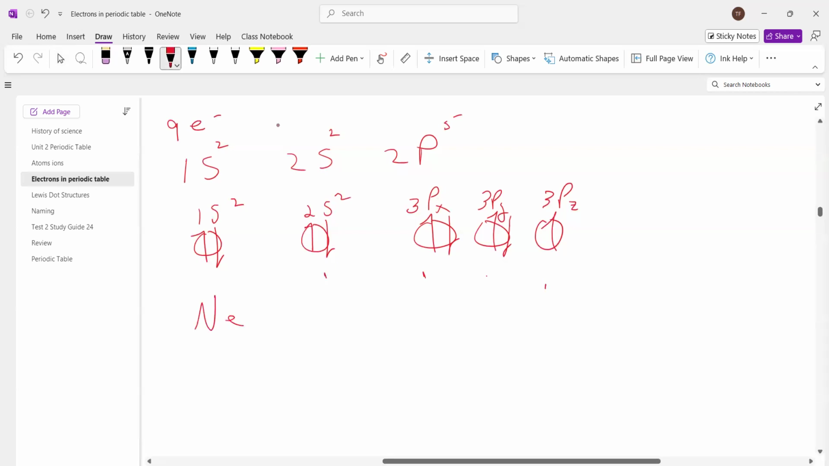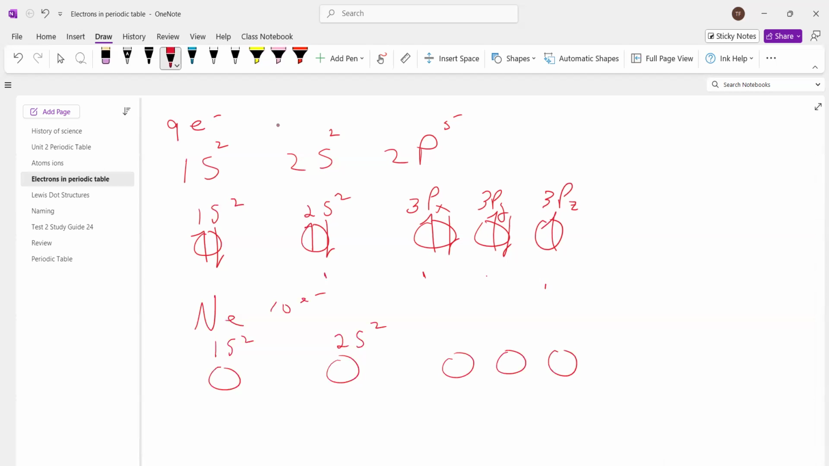Let's look at neon. Neon's got 10 electrons. Let's go right to the orbital one. Okay, we have 2 electrons in the 1s, 2 electrons in the 2s. That's 4. So we have 6 electrons for the p's.